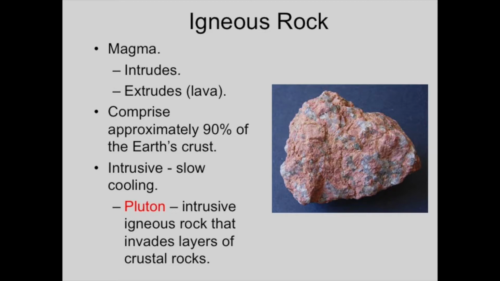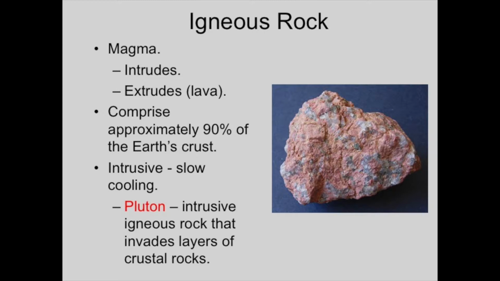Igneous rocks comprise approximately 90% of the Earth's crust, although they are often covered by other layers of rock. More often than not, sedimentary rocks will cover up igneous layers. Common sedimentary rocks that will interact with igneous layers will be things like sandstone, shale, or limestone.